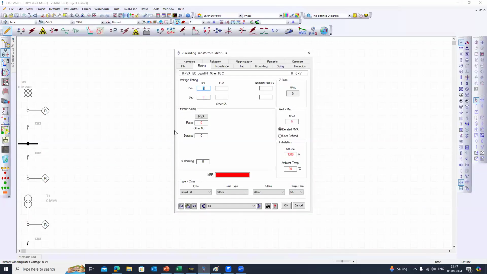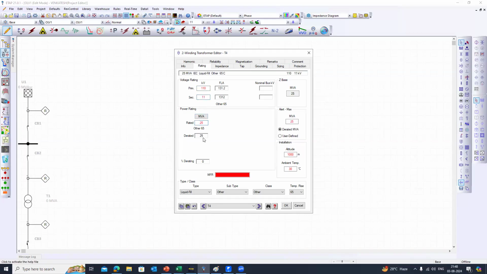Right. Next coming to the rating phase of the transformer. Here we have to give the primary voltage and the secondary voltage. This is the rating of the transformer. So we need to ask for the HV side voltage and LV side voltage both in kV, and the MVA rating of the transformer from the transformer manufacturer data sheet. Let's suppose this is connected to 110 kV and this to 11 kV, and the rating of the transformer is 25 MVA.